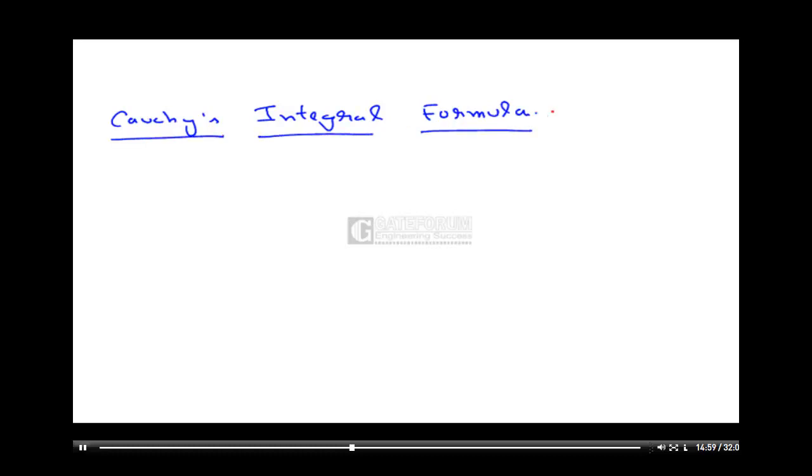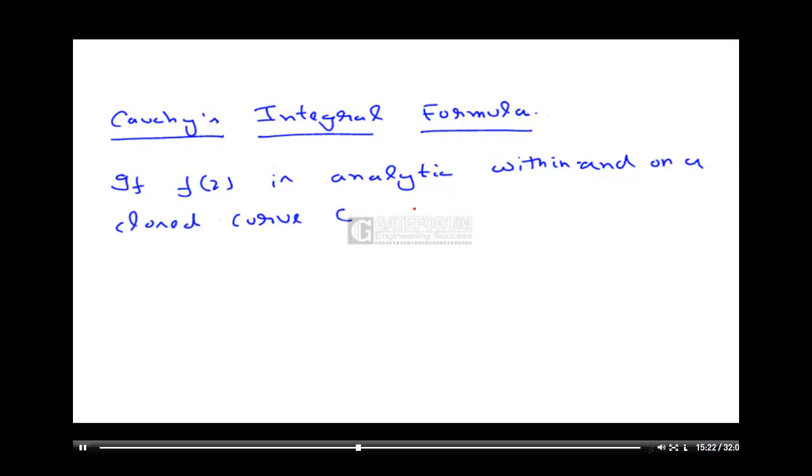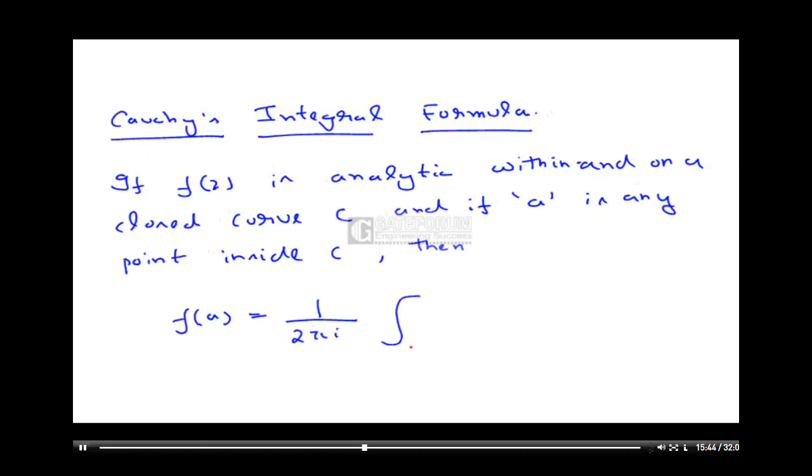Next is Cauchy's integral formula. Cauchy's integral formula says that if f(z) is analytic within and on a closed curve C, and if a is any point inside C, then f(a) is equal to 1 upon 2 pi i times the integral of f(z) dz upon z minus a.